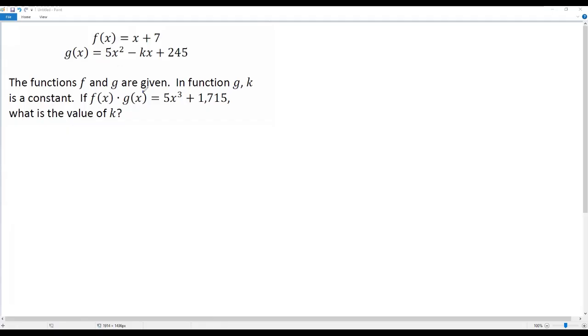Since we have f of x times g of x, let's multiply the expressions we have for f of x and g of x. That is (x + 7) times (5x² − kx + 245). Here I got f of x times g of x, but we already have f of x times g of x, that is 5x³ + 1715. Okay, now we have to find the value of k.